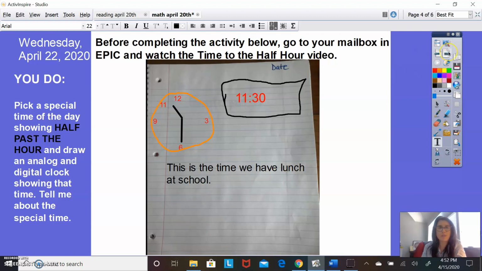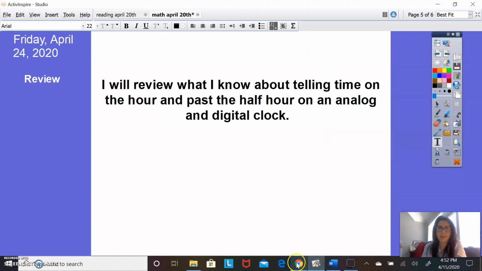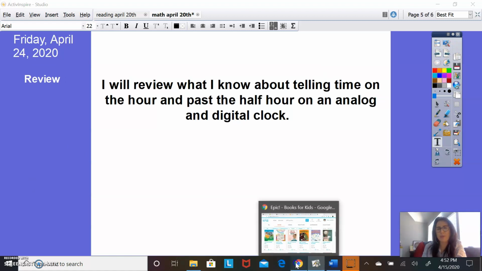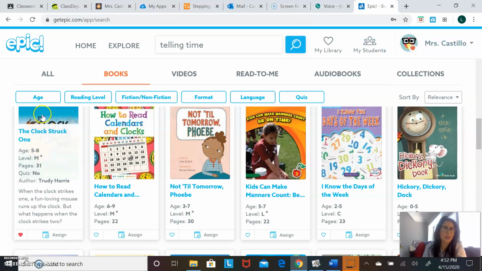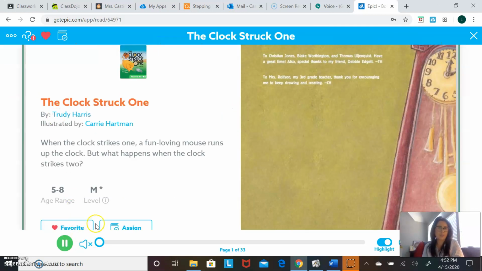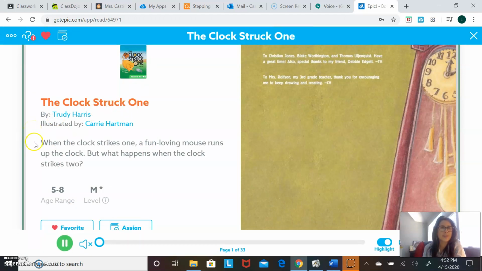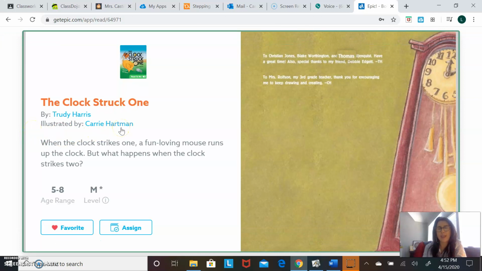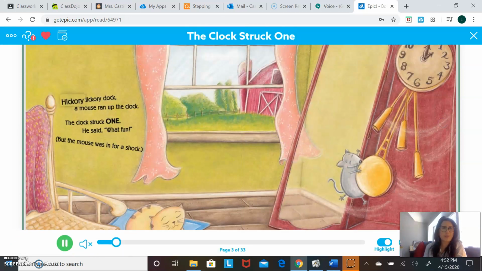So now that we've reviewed what we learned, I want to move over here to Epic, and I was looking through Epic and thinking about what book I could read that would be something fun to end our week about time. And I found this book here called The Clock Struck One, and it looked really fun, so I want to read this with you guys. The Clock Struck One by Trudy Harris, illustrated by Carrie Hartman. I do not own the rights to this book. All right, let's get started.